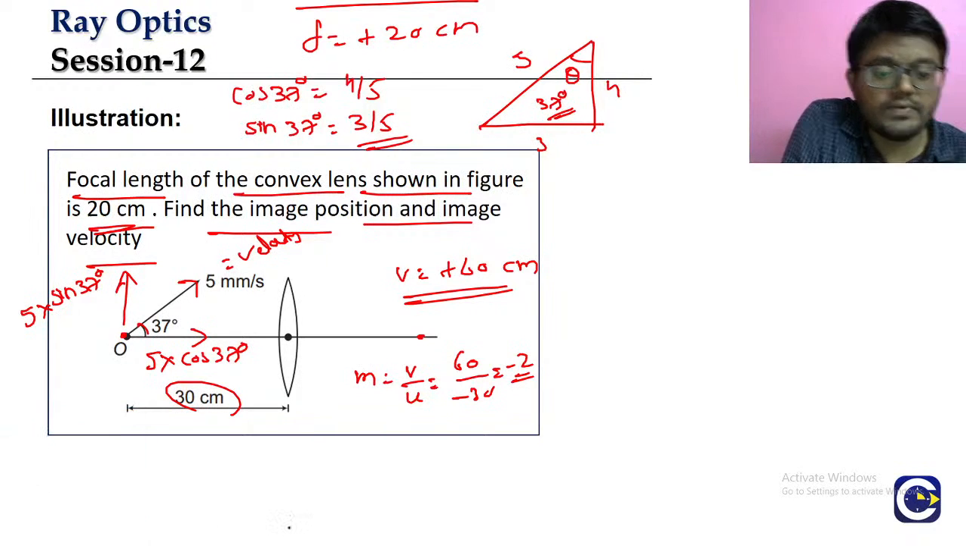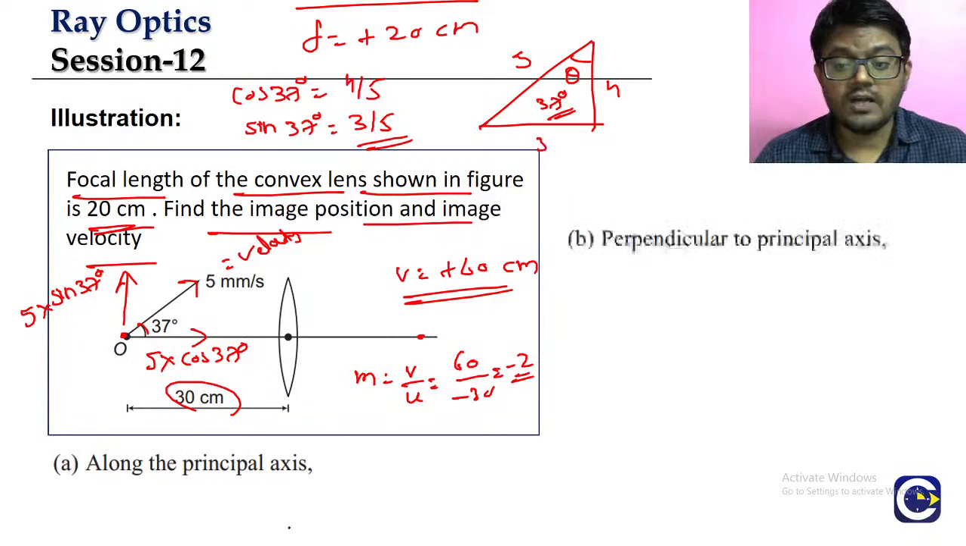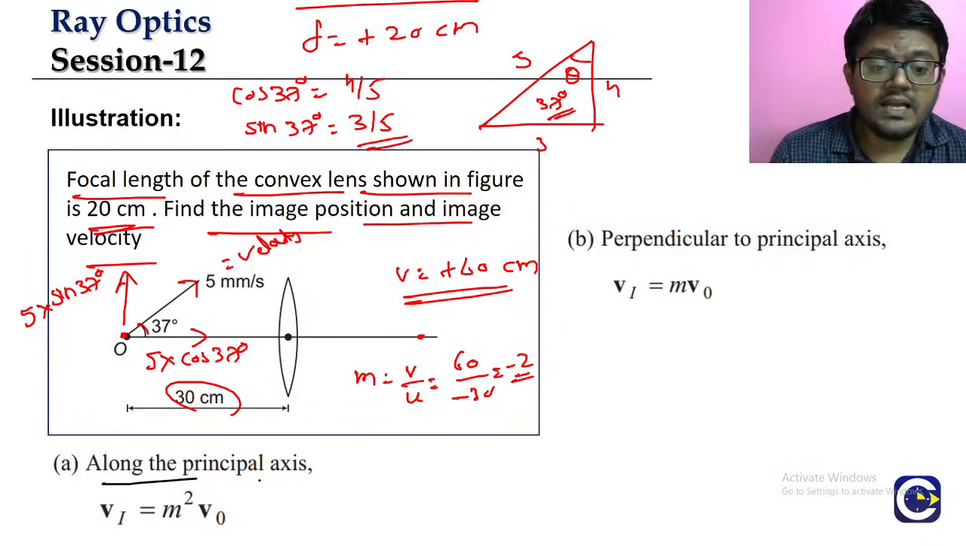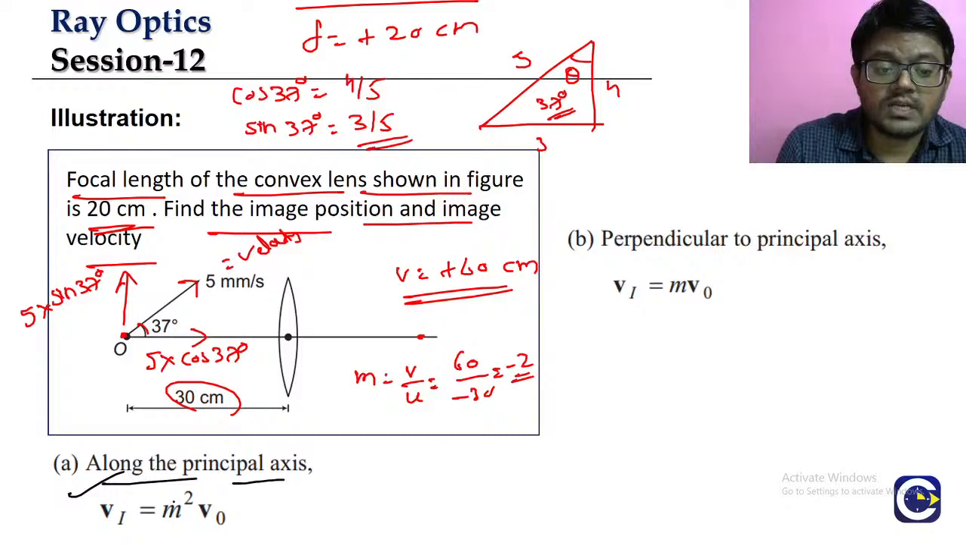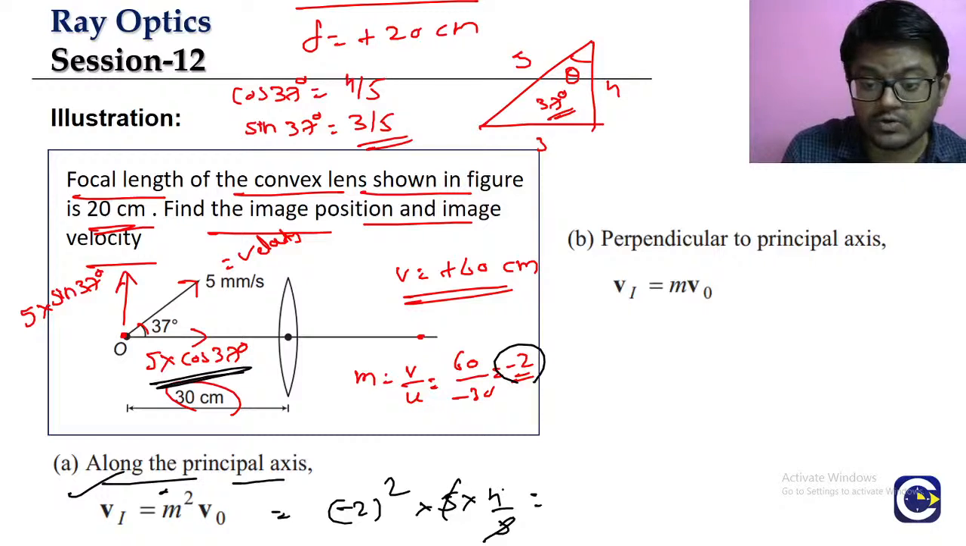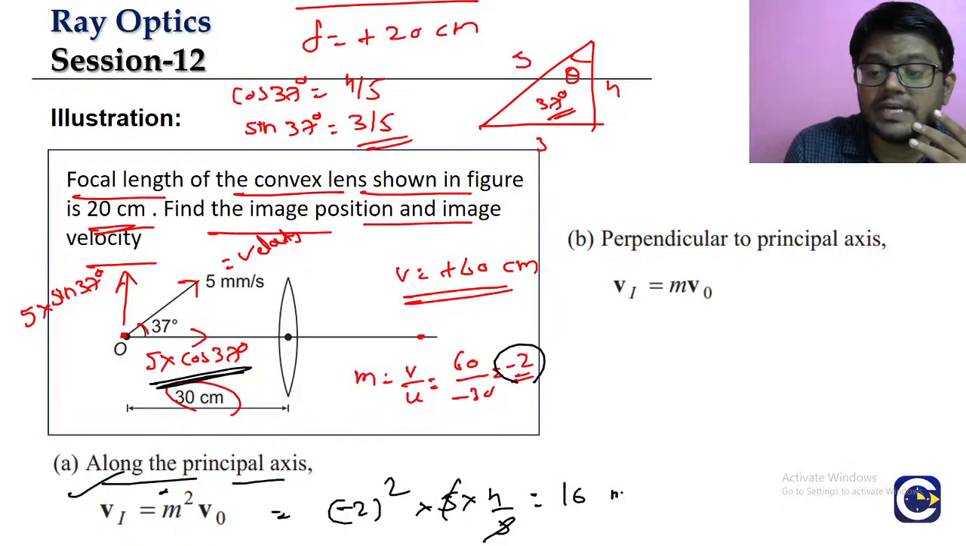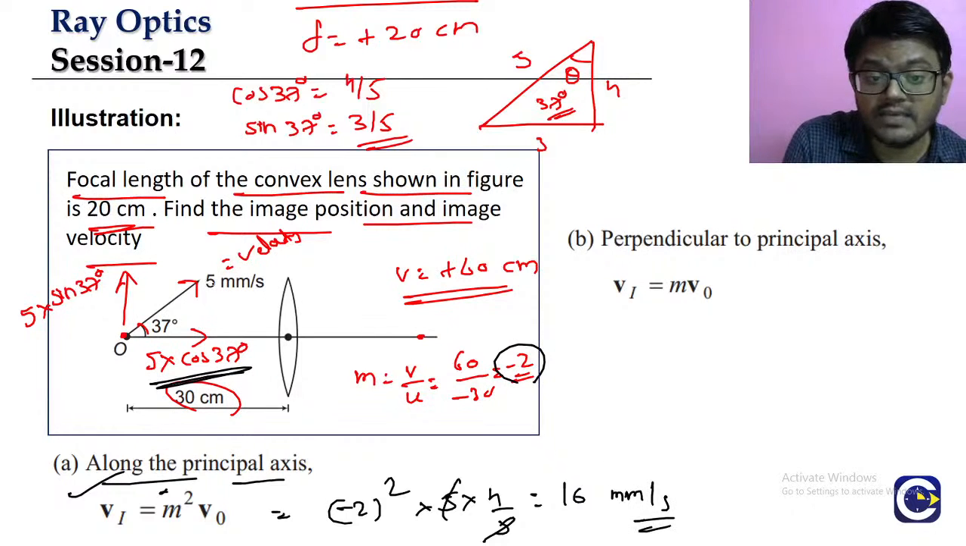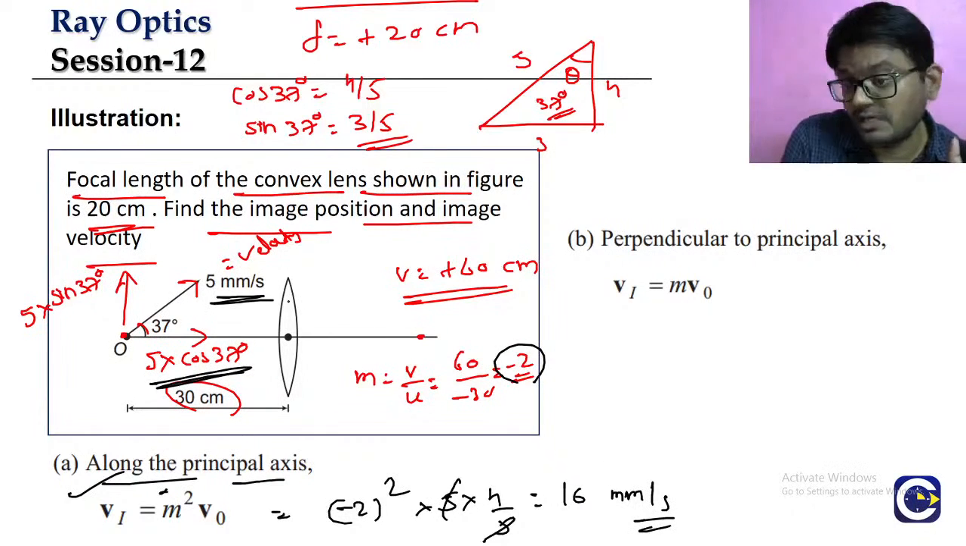Okay. Now we will look at the formulae. Already we have them, right? Along the principal axis, what is the relation in terms of the velocity components? Velocity of the image is equal to m square into velocity of the object. m square means minus 2 square. Velocity of the object, what is it? 5 cos 37. Cos 37 means 4 by 5. Minus 2 square means anyway it will be 4. 4 4s are 16. You know what will be the unit? Millimeter per second, because the object velocity is in terms of millimeter per second.